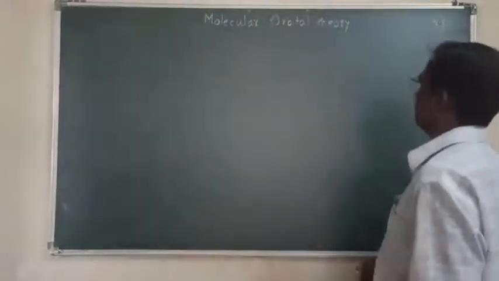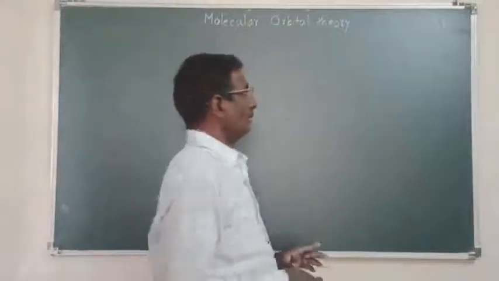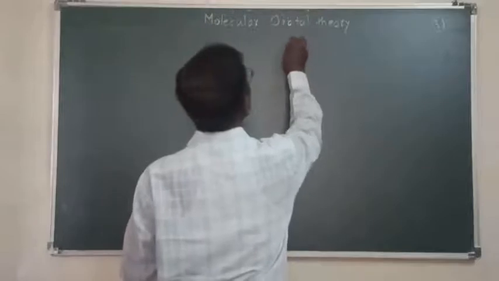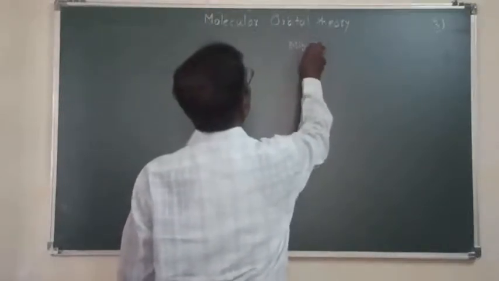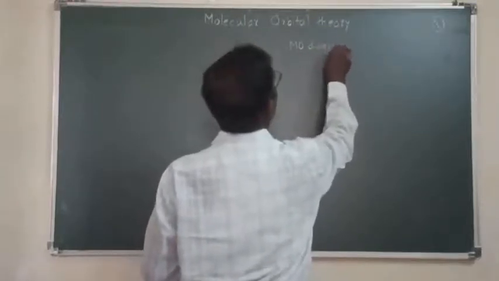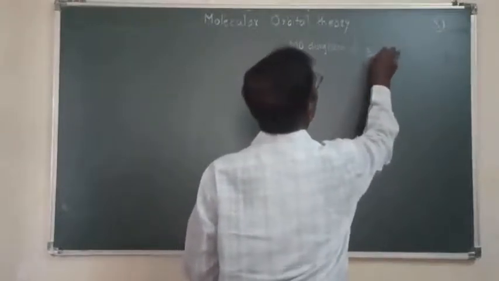Then third point is the MO diagram of the B2 molecule. B2 means B is boron. MO diagram, molecular orbital diagram of B2 molecule.